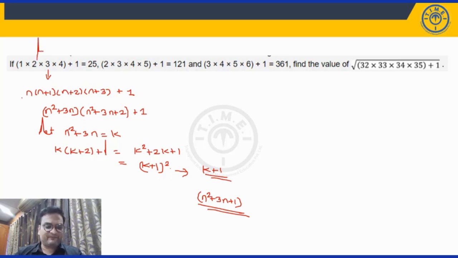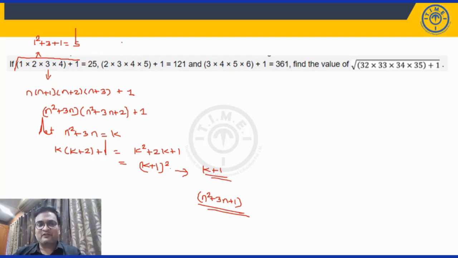Let's understand what n is here. n is 1. So 1 square plus 3 into 1 plus 1 is actually 5. So the square root of this should be equal to 5, which is actually a fact, since the square root of 25 is 5. Here n is equal to 2. When you put n equal to 2, you'll get 2 square, 4, plus 3 into 2, 6, plus 1. When you take the square root of it, root 121 is 11, which is actually correct.